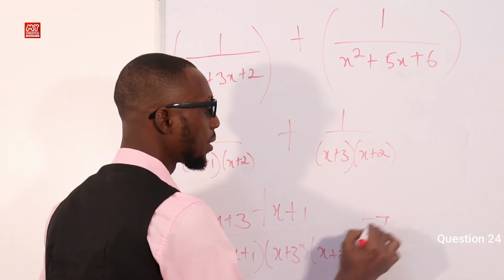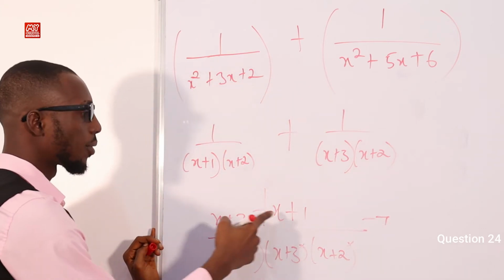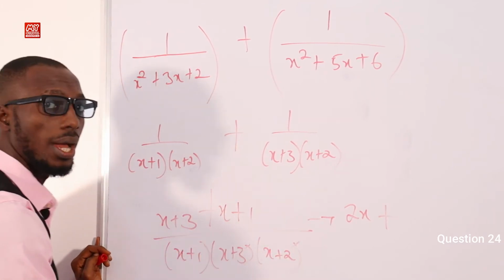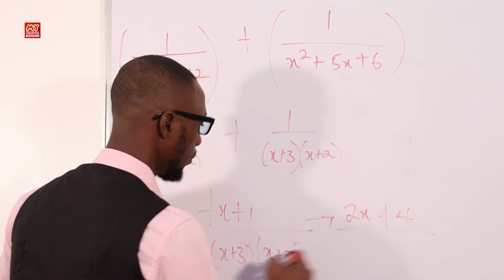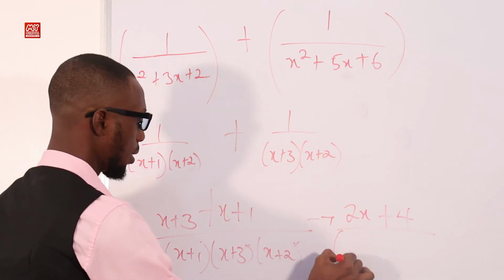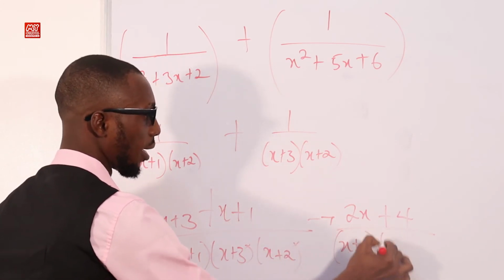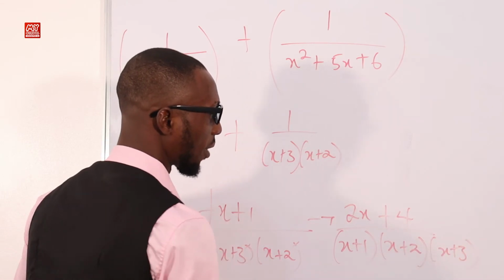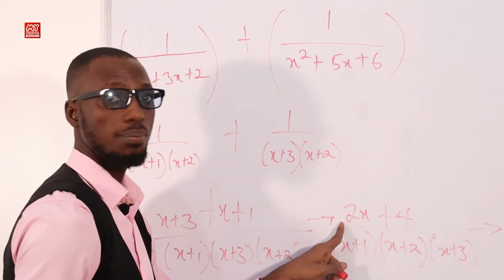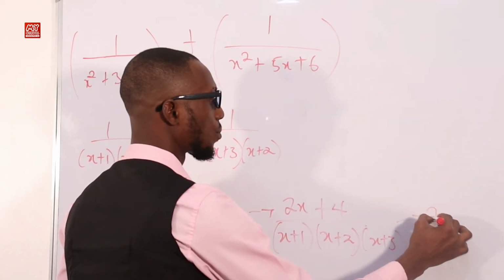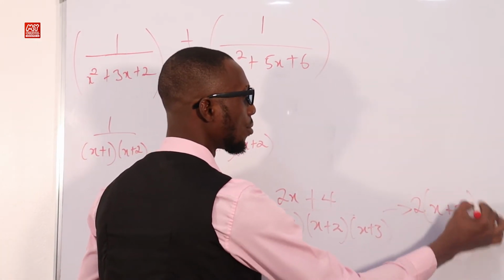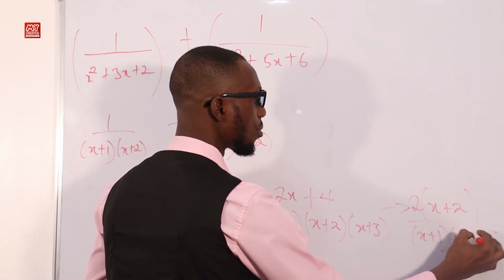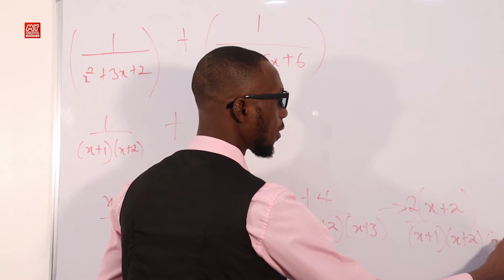Okay, so let's add up the numerator. X plus x, we have 2x, plus 3 plus 1, we have 4. Over the denominator, this is x plus 1. I can rearrange it, x plus 2 and x plus 3. Okay, so if I try to simplify this, I can have 2 into brackets x plus 2 over x plus 1, x plus 2, and x plus 3.